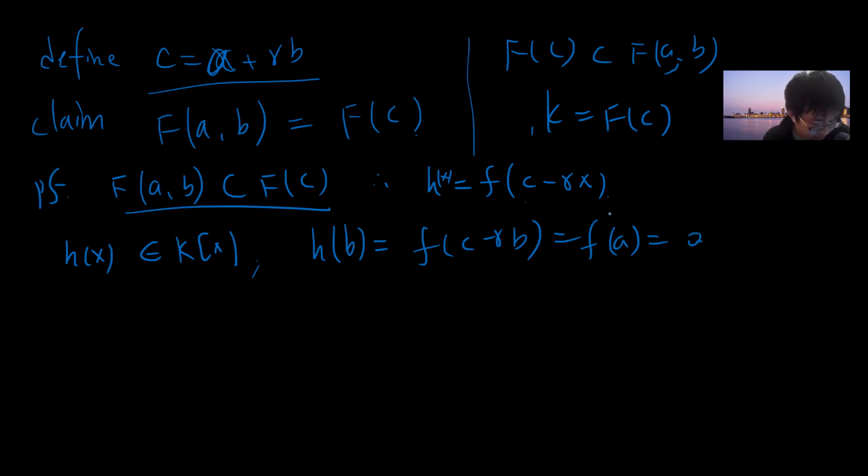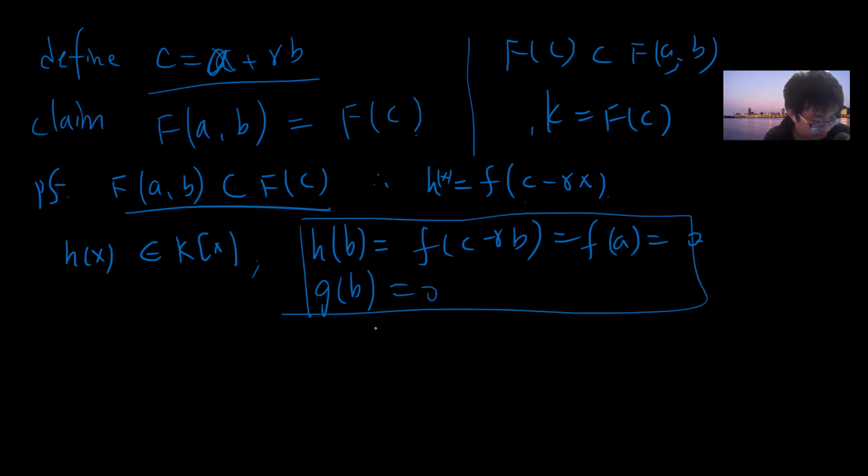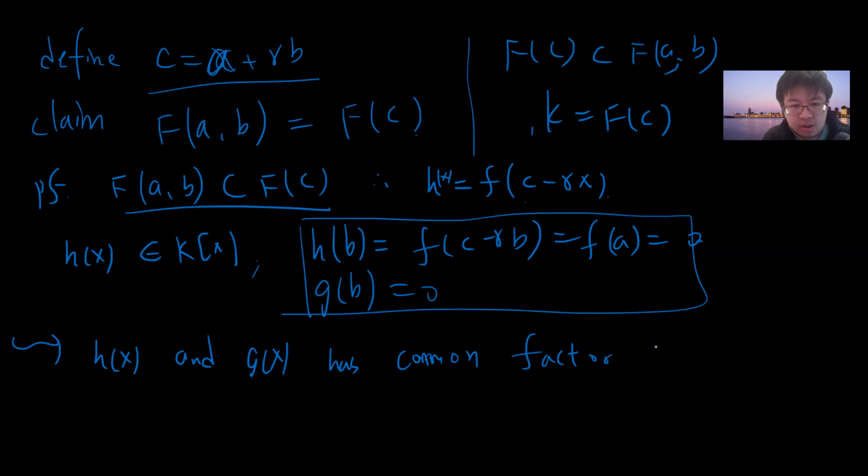Okay, so which means what? This means that h(x) and g(x) have a common factor, right? But g is a minimum polynomial, so x - b is in fact the greatest common divisor between these two, h(x) and g(x). So they have the common root. Let's say h(x) and g(x) have the common factor x - b.